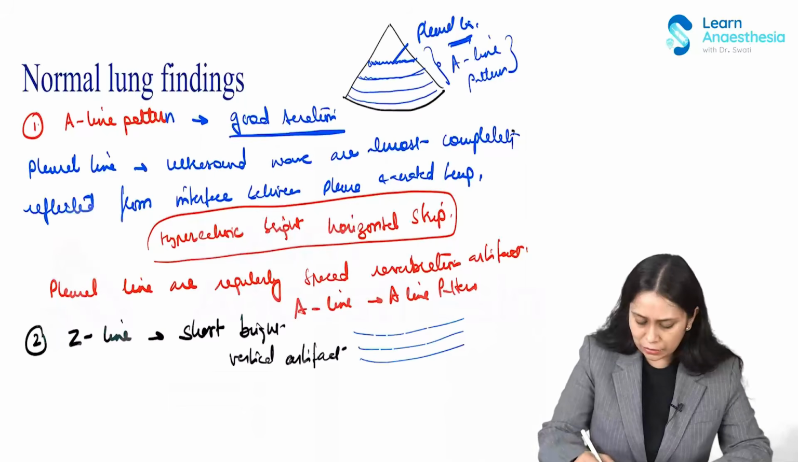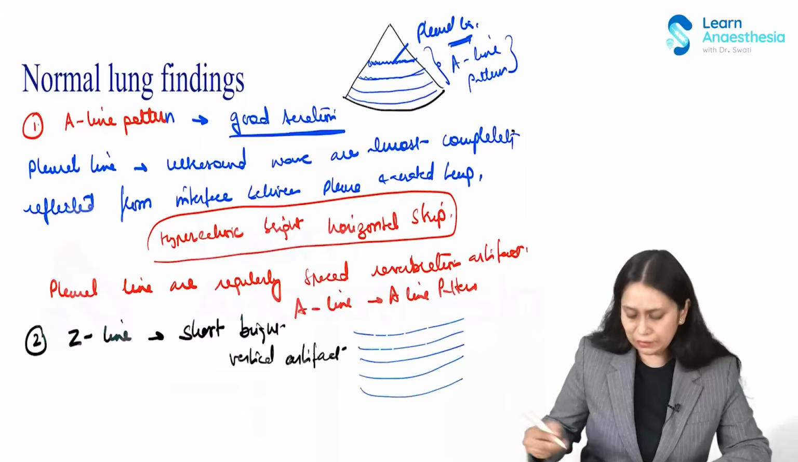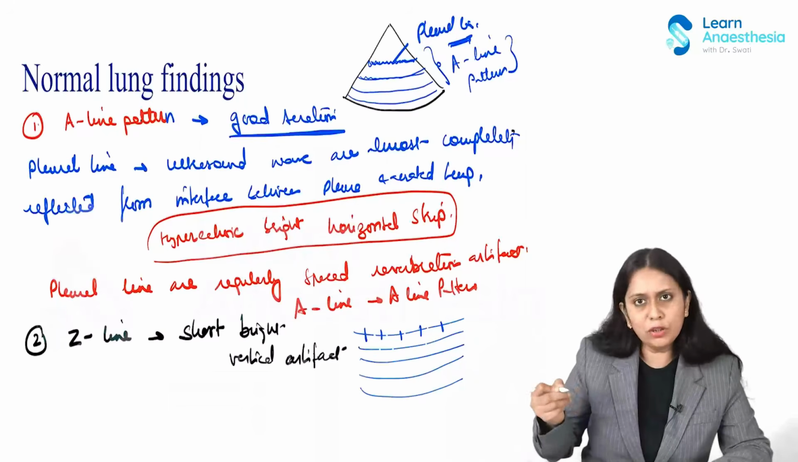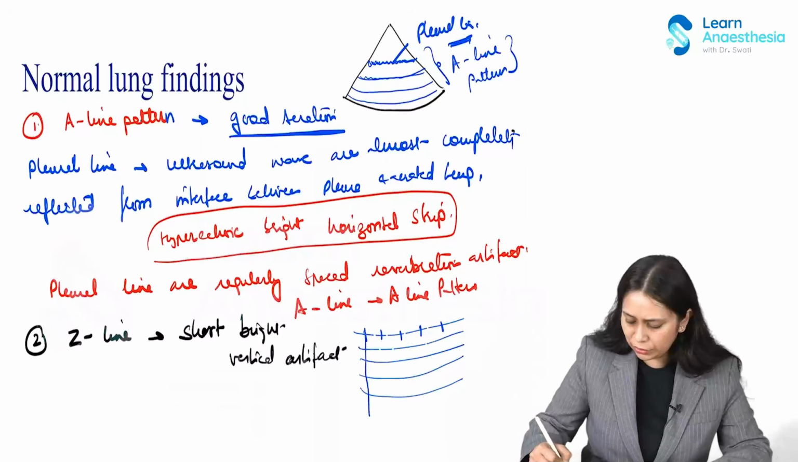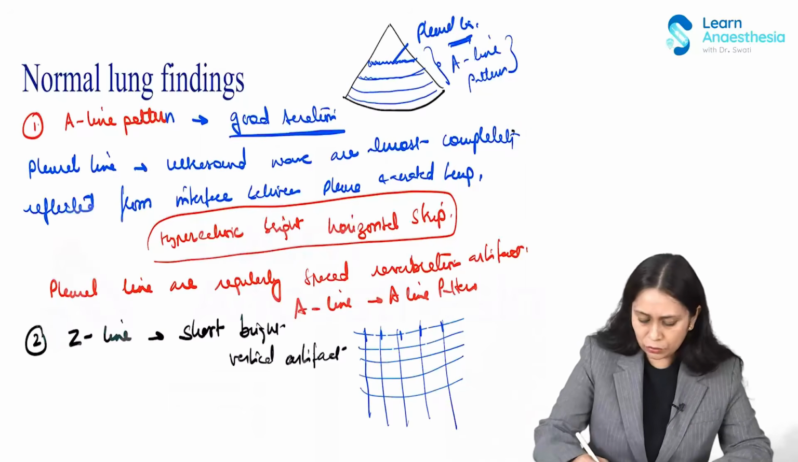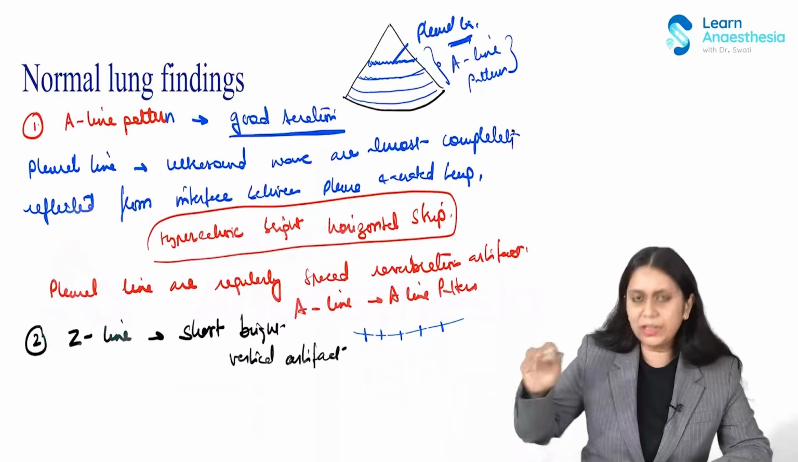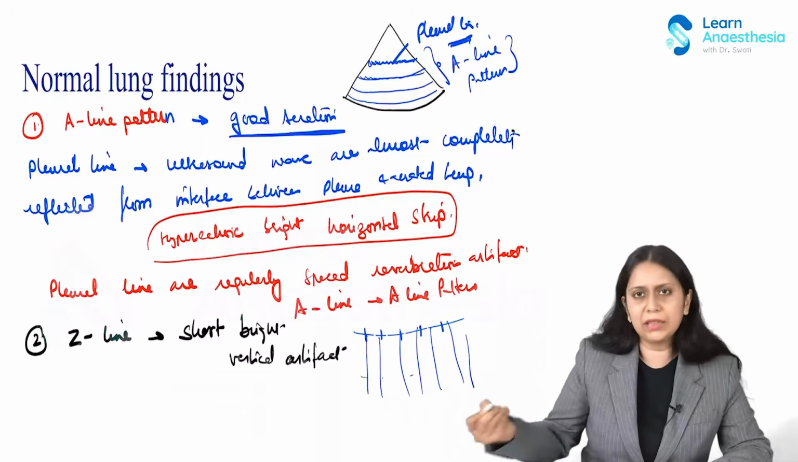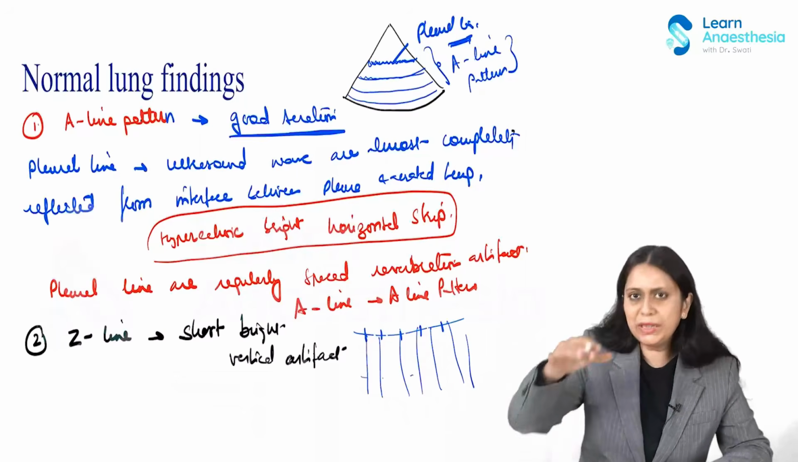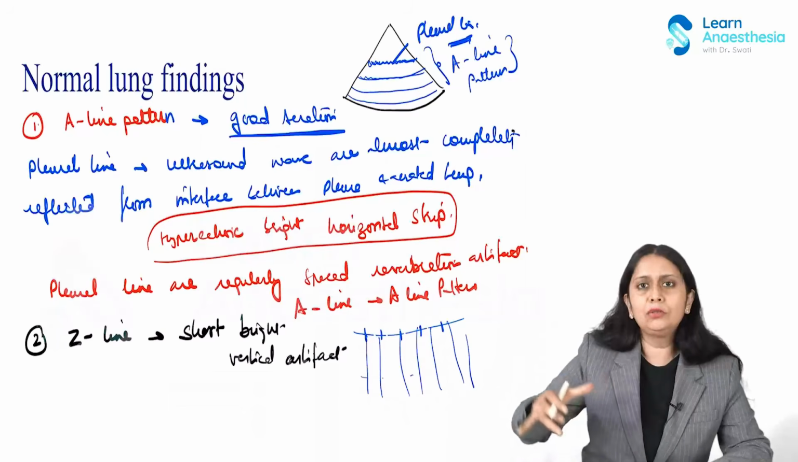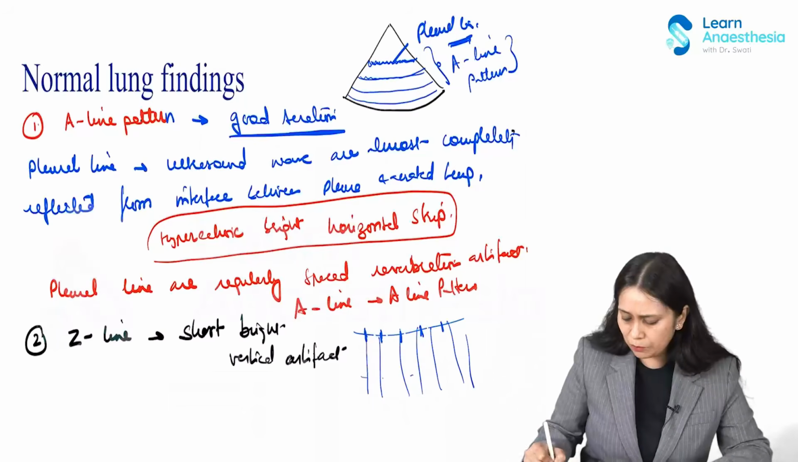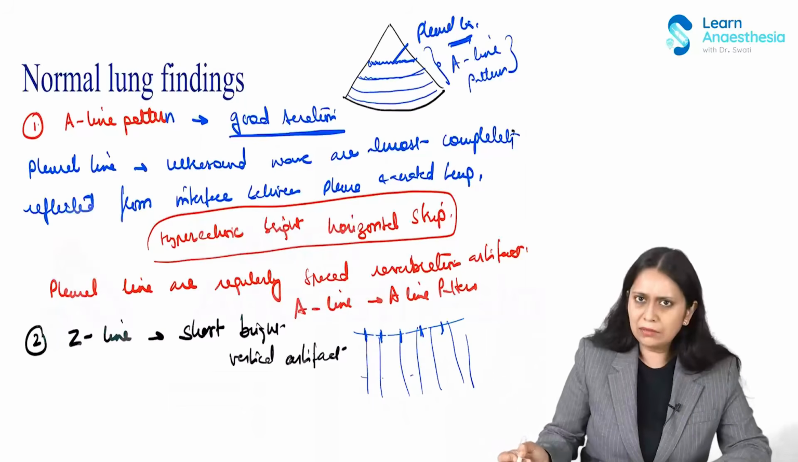So I will just draw, this is the A line. Now these vertical artifacts are the Z lines. But how would the B lines be? The B lines would completely remove the A line. When B lines are there, the A line will not be seen if there are too many B lines. Or there would be a break in the A line, but the A line would not be seen. Okay, so a B line runs completely from the pleural line to the bottom of the screen, but the Z line is just a small vertical artifact. Okay, and this is normal.